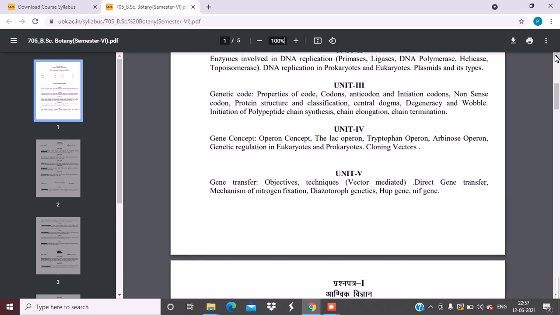Unit third is genetic code, properties of code, codons, anticodon and initiation codons, nonsense codon, protein structure and classification, central dogma, degeneracy and wobble, initiation of polypeptide chain synthesis, chain elongation and chain termination.